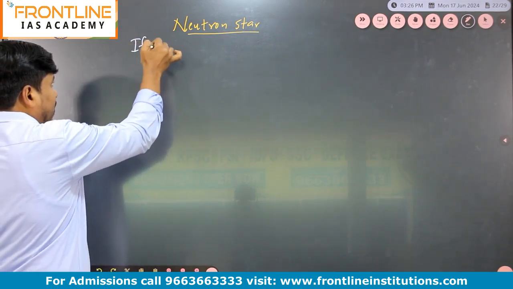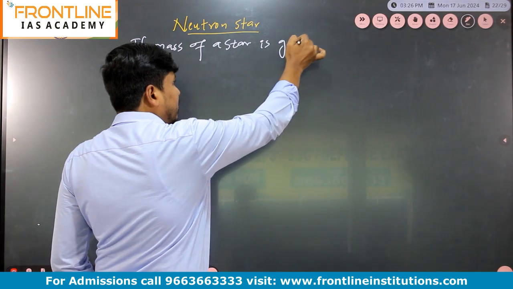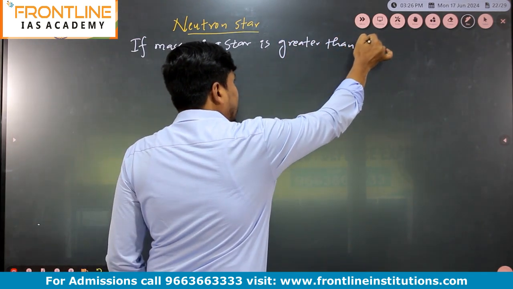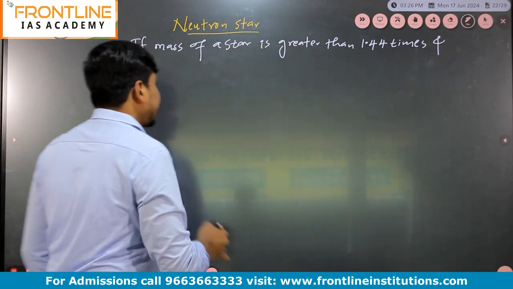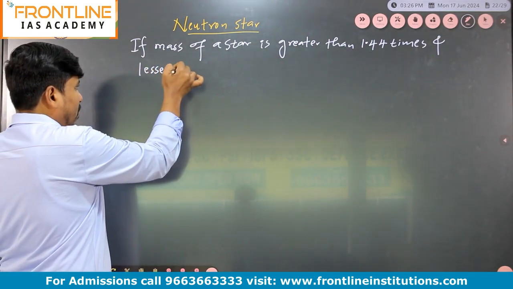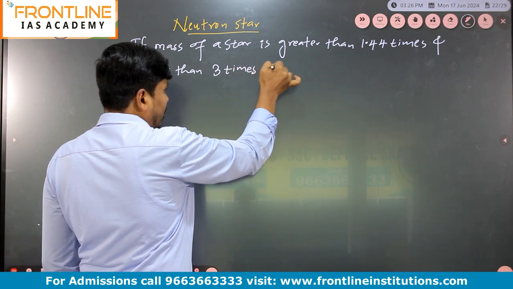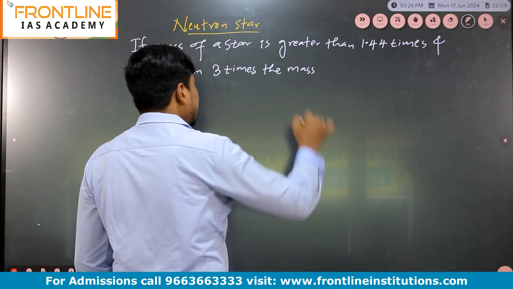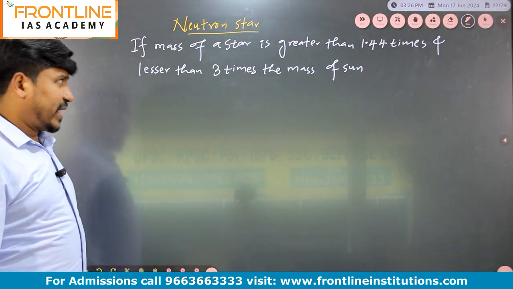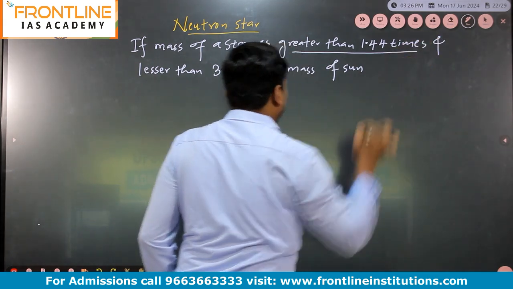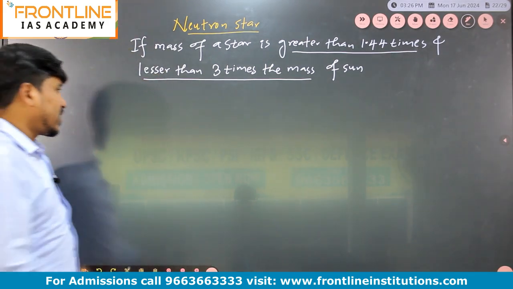If the mass of a star is greater than 1.44 times and lesser than 3 times the mass of the sun, then it is known as neutron star. To call it a neutron star, just see the condition here.